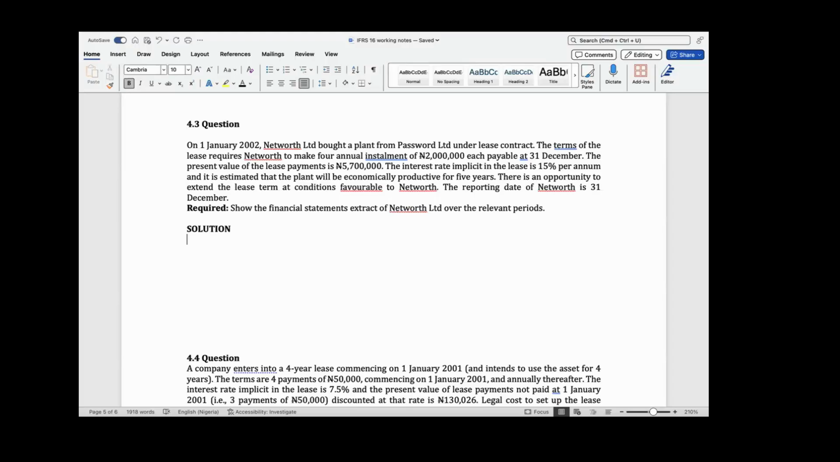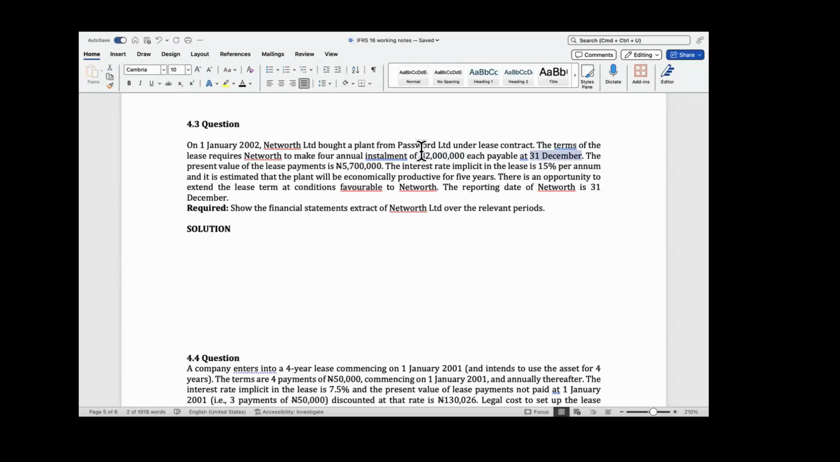Thank you very much. So if you look at this question, the inception of the lease is 1st January 2022, and in this lease arrangement, Networth bought a plant from Password under a lease contract, and the term is that there will be 4 annual installment payments of 2 million naira each, which is payable at the end of each year. This tells me that being payable at the end of each year means that the rent is paid in arrears, since it's paid at the end of the year.